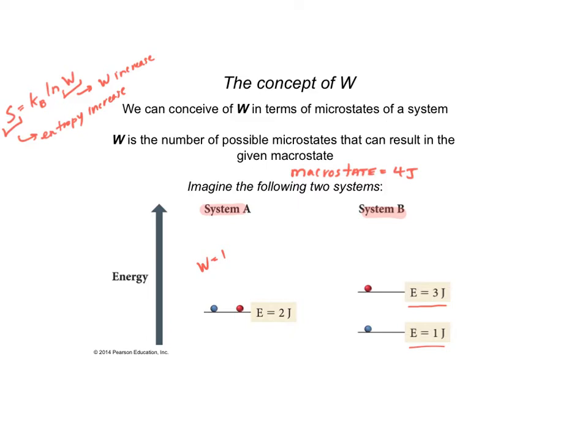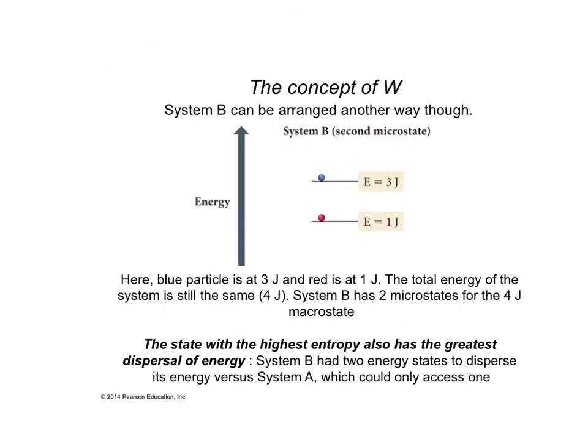Okay, so 4 joules total energy. Are there any other ways that we could arrange these molecules to obtain our overall same macrostate of 4 joules? Right now, red is in 3, blue is in 1. Could we do this a different way? Yes, right? We could switch them, okay? So blue could be in 3 joules and red could be in 1, right? So for this system, how many microstates are there? How many different ways can we arrange this to get our overall macrostate? 2, right? So for this system, W is 2.